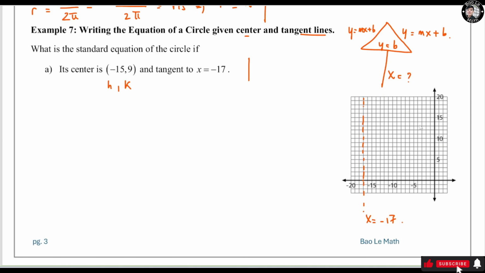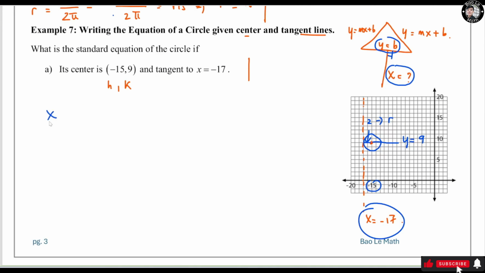Now the center negative 15 and 9 is going to be right here. So by visualizing, you observe that the radius right here should be 2, because the circle is tangent to the line x equals negative 17. So the graph should be something like this. And the distance from negative 15 to negative 17 right here, which is this little thing, is going to be 2. And this is actually the radius.